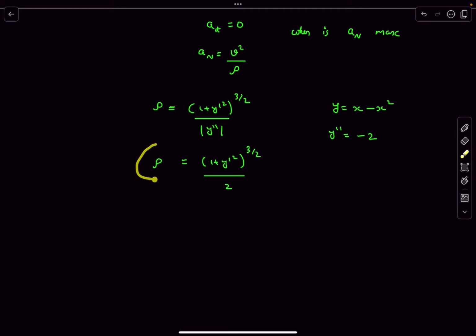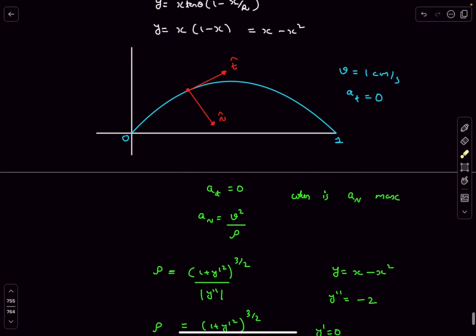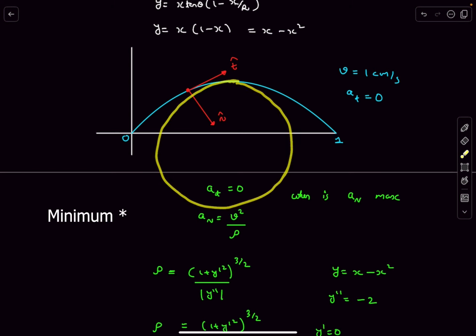Now we want to figure out where the radius is minimum, and that is pretty straightforward by looking at the function. It will be minimum when y dash squared is minimum, and y dash squared has a minimum value of 0. It's a positive quantity, so it should be greater than or equal to 0. So rho will be minimum where y dash is equal to 0. Now y dash is equal to 0 when we have a maxima or a minima. So near the maxima of this parabola is the point where the radius of curvature is minimum.